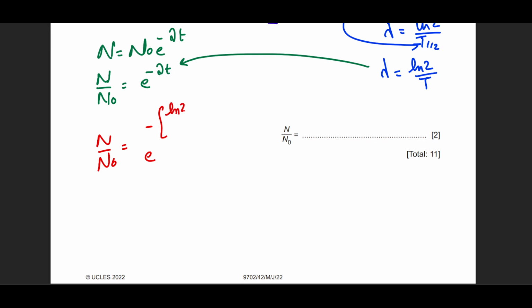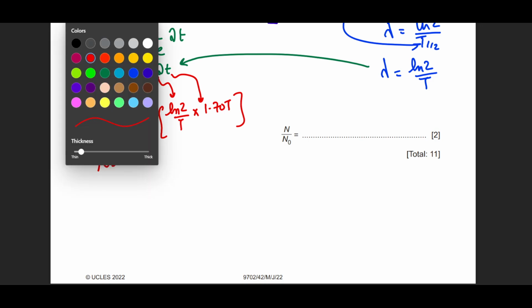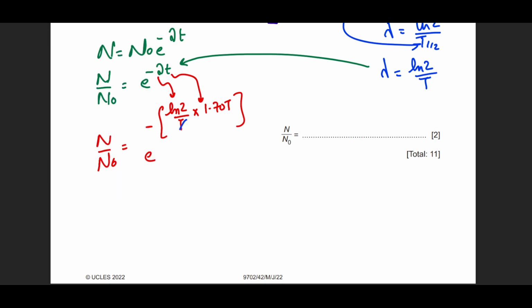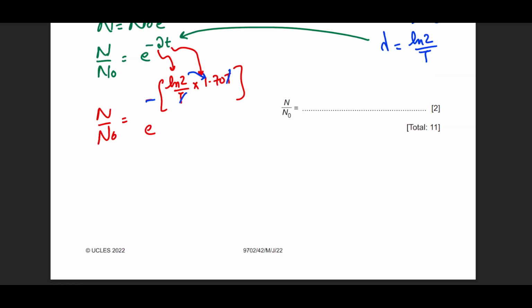Since I'm dealing with the power of e, I'm going to write this in large letters. Negative lambda is ln 2 divided by T, multiplied by t, which was given in the question as 1.70 T. So T cancels out with T, and ln 2 is multiplied by 1.7. This is a negative power on the outside, so be careful when you calculate this. You will get n by n naught equal to 0.3077, which is 0.31 to two significant figures.